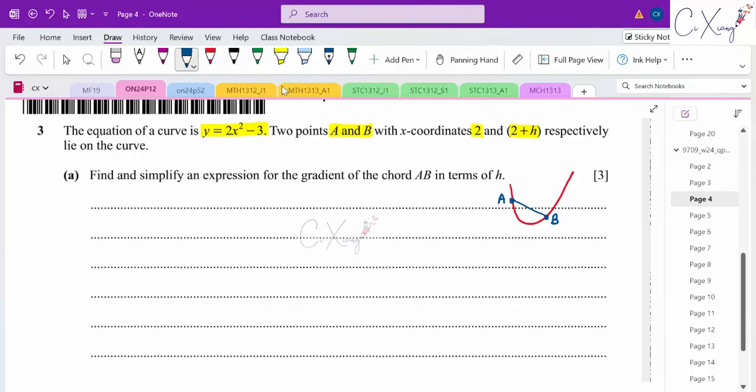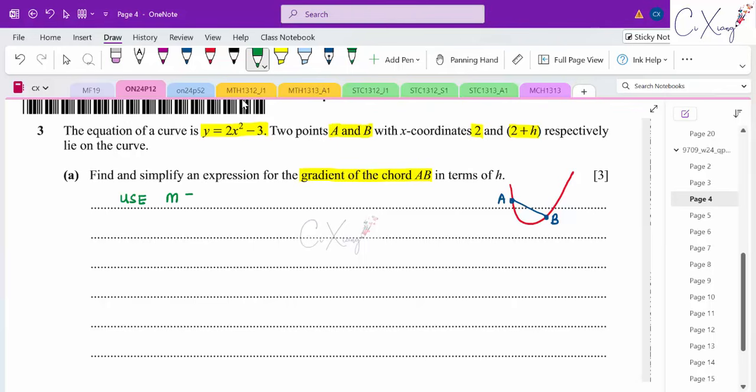And then the x coordinate for A is 2. The x coordinate for B is 2 plus h. So 2 plus h should be more than 2, right? So it should be on the right side of A. Okay, and then now they want to find out the gradient of the chord AB. So how to find the gradient for this blue color line here? So you have to use the coordinate geometry that we learned earlier, right?